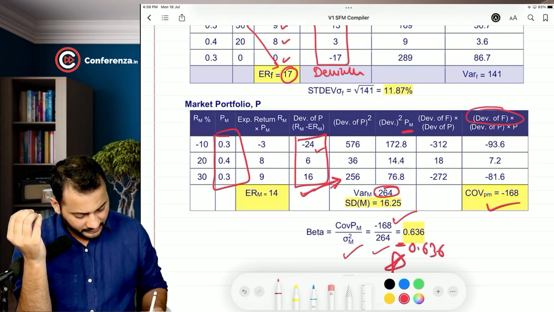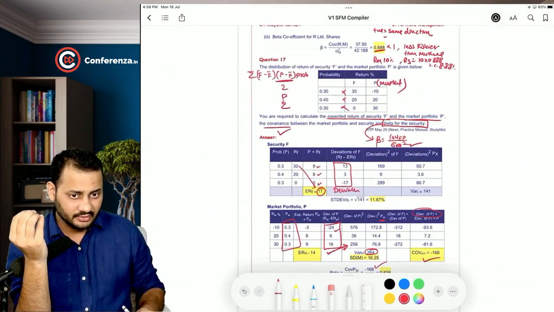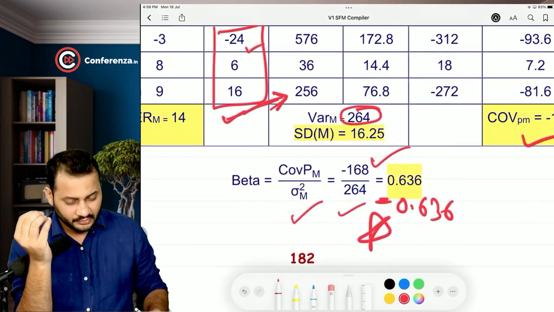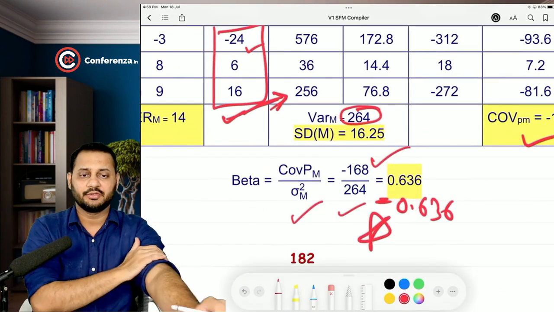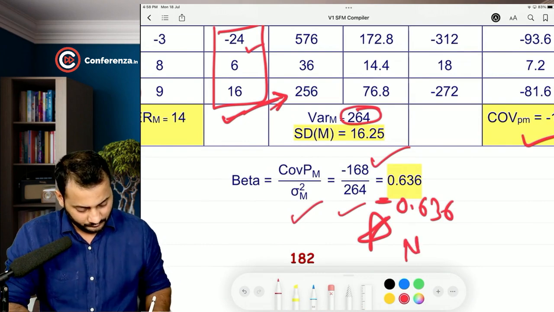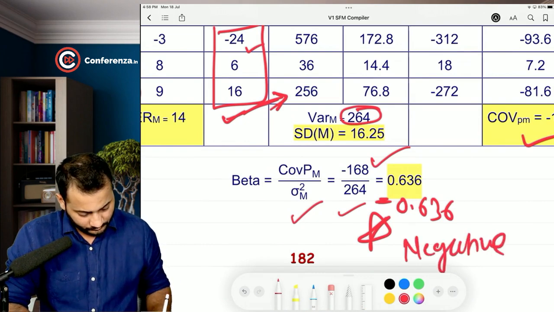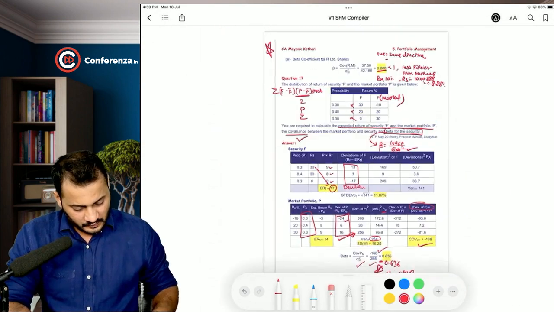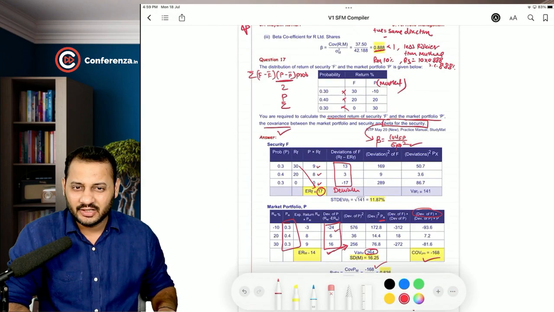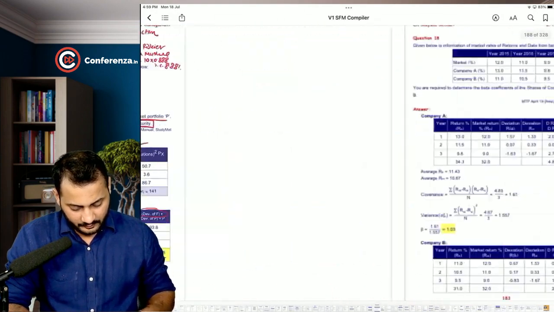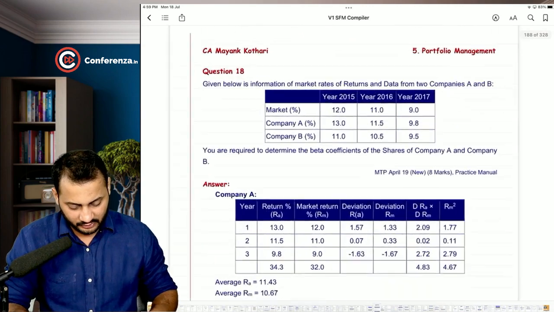So please improve one thing here. The negative sign has to be included. That's a printing mistake. Please make sure you put a negative sign there. It was pretty easy to calculate the covariance, I suppose. Beta. Once you understand the logic, it becomes easy.